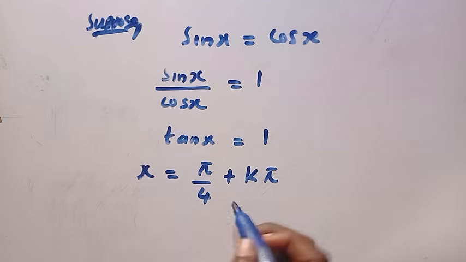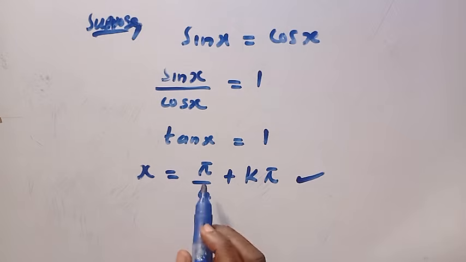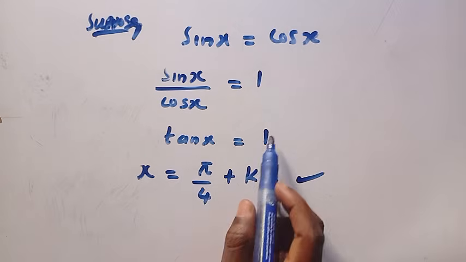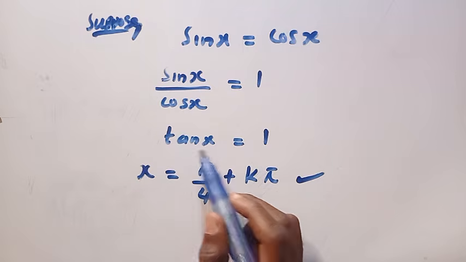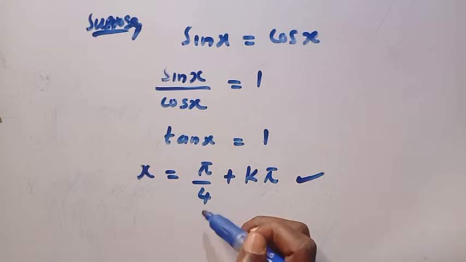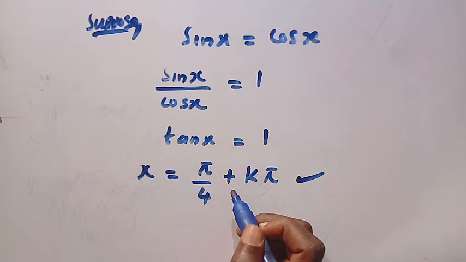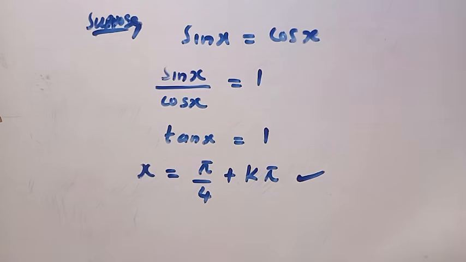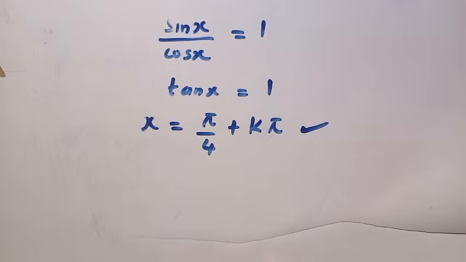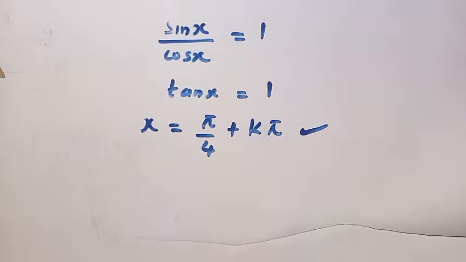But this works. But does that mean that every value here works? Every value of x that gives us tan x equal to 1, does it work for this? No, we have to verify some. We might have negative values, so let's try and verify for that. And how do you know that this also works?